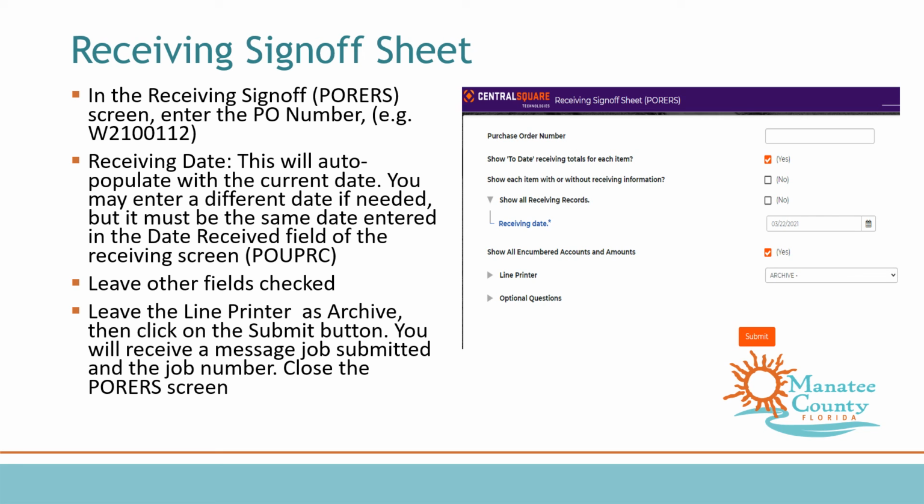The receiving date will auto-populate with the current date. You may enter a different date if needed, but it must be the same date entered in the Date Received field of the receiving screen. Leave other fields checked. Leave the line printer as archived, then click on the Submit button. You will receive a message, Job Submitted, and the job number. Close the POR ERS screen.